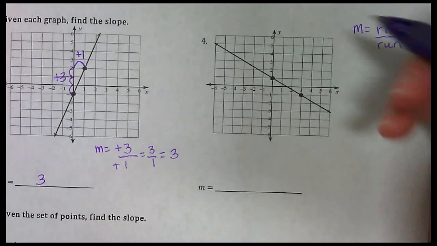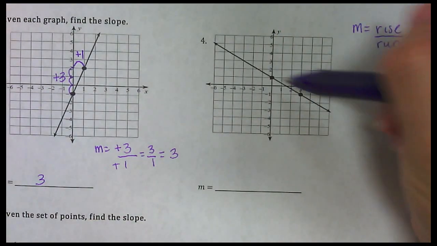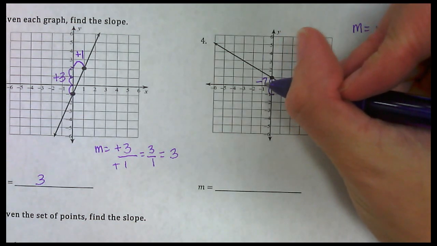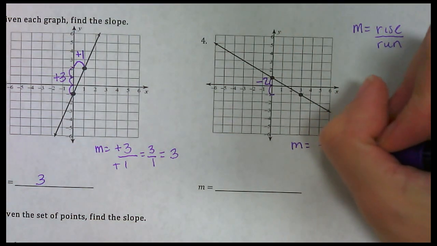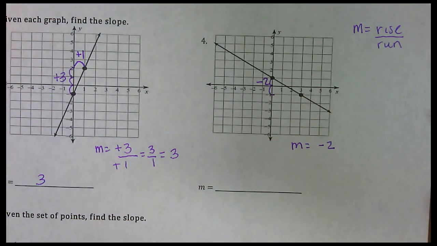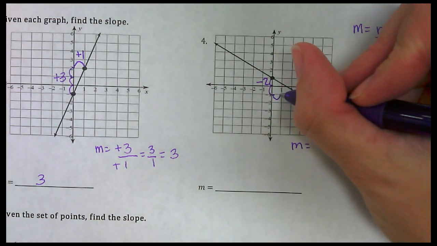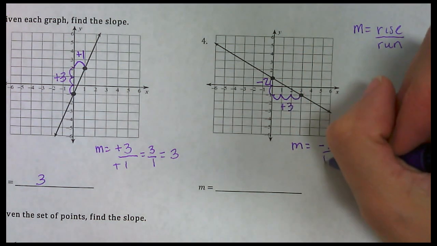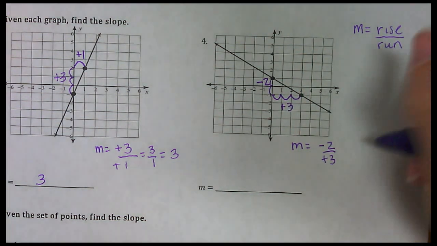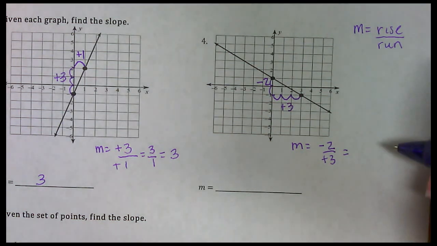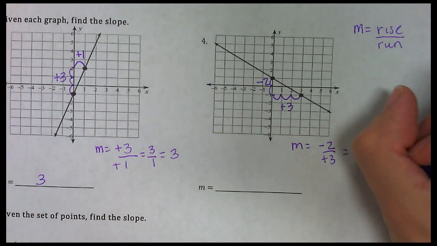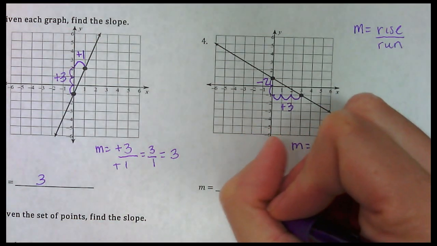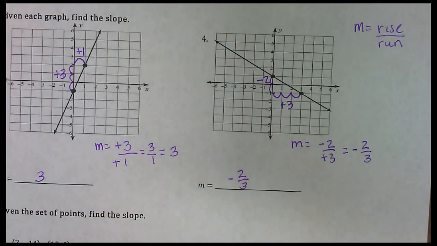For number 4, start on the left, move to the right. In order to get there, I go down 2. So my rise is negative 2 because I went down. My run is to the right, 3. The right is a positive direction. So when I have a negative 2 over a positive 3, that gives me negative 2/3 for my slope. I cannot simplify that any farther.